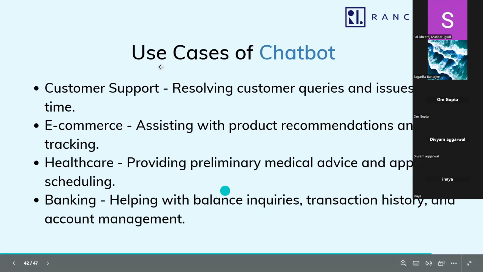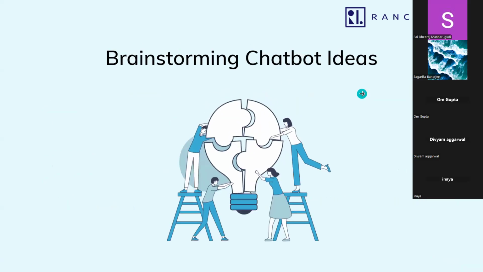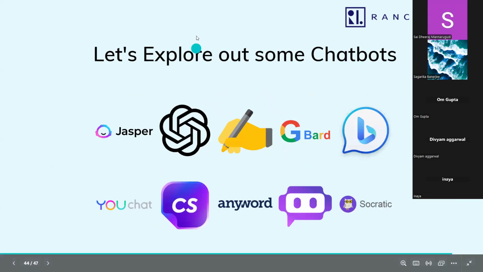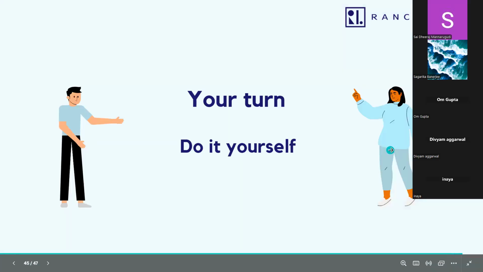And then use cases, we can use a chatbot in many sectors like healthcare, banking, e-commerce, customer support, and all. So these are a few of the real-time chatbots that we can see: Jasper, OpenAI, Google Bard, Chat Bing, and so on. Clear?